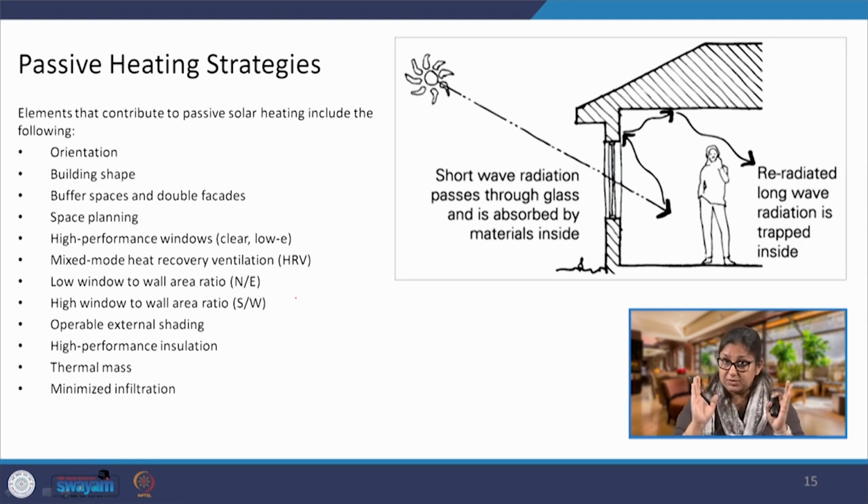Then we have strategies which are for heating. For example, some remain common: orientation, building shape. Then we have buffer spaces and double facades when we are talking about heating strategies, that is in cold countries.